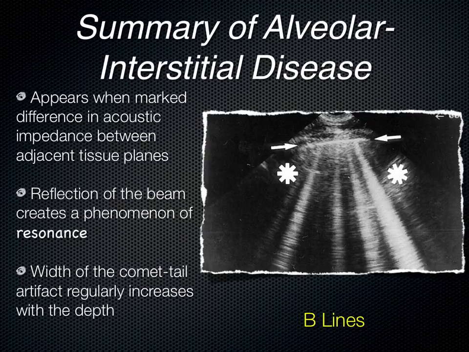If you look at alveolar interstitial disease, just a reminder that the pleural line should be where B lines originate. They should go all the way to the edge of the screen and obliterate, or mostly obliterate, the A lines.